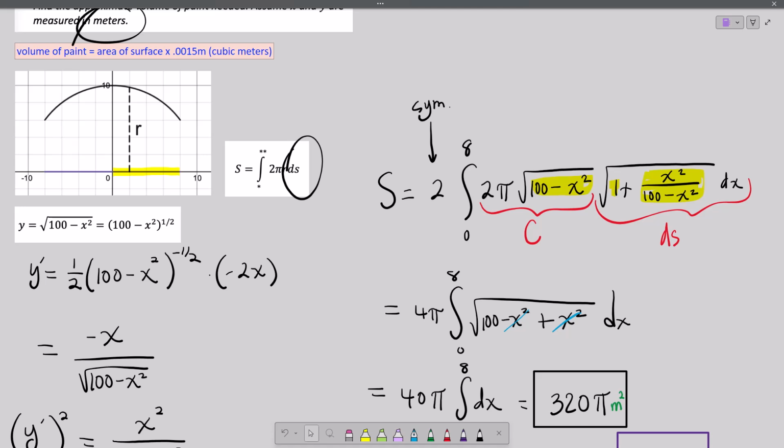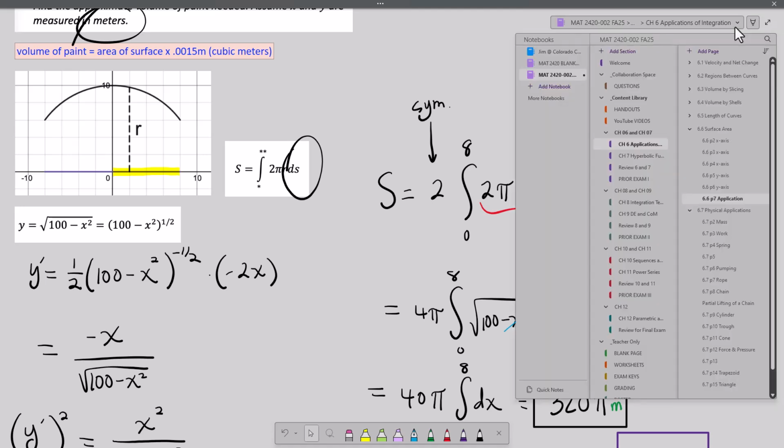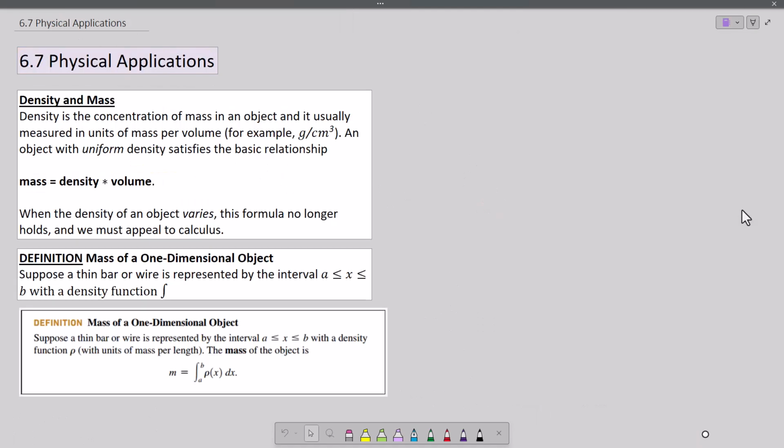So in math classes, teachers are always asked, why am I going to use this in the real world? Why is this important? Well, next chapter, physical applications. This is where you're going to use it in the real world. You're going to be an engineer. So this is the one section in the book where we really focus a lot on applications.